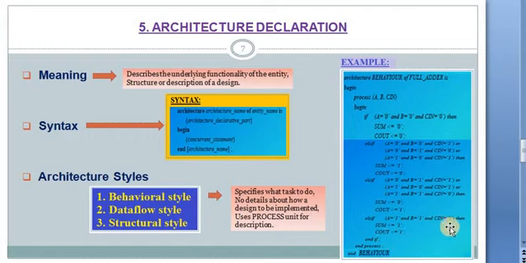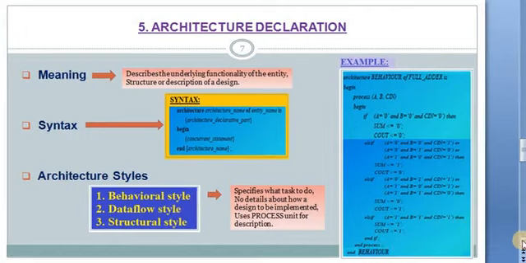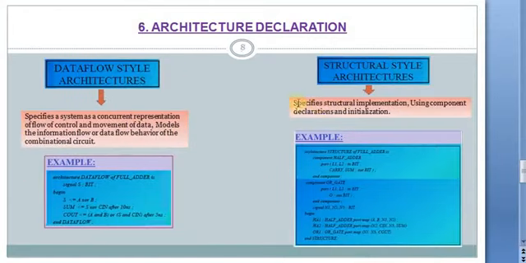So now let's discuss another type, data flow style declaration. As you see on the slide, the data flow style is that which specifies a system as a concurrent representation of flow of control and movement of data. And the other important feature of this style is that it models the information flow or data flow behavior of the combinational circuit. So that circuit may be of adder, comparator, decoder, or other logical circuits. Let's observe one example.